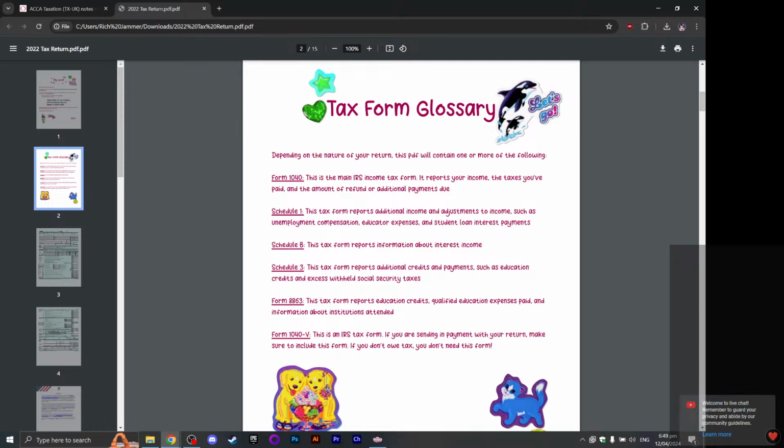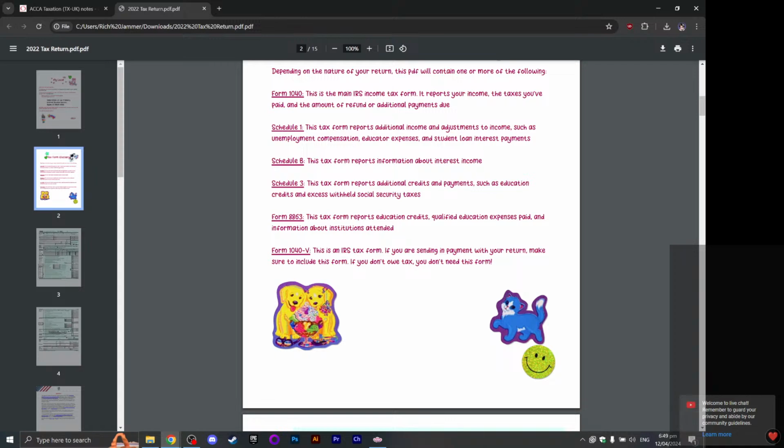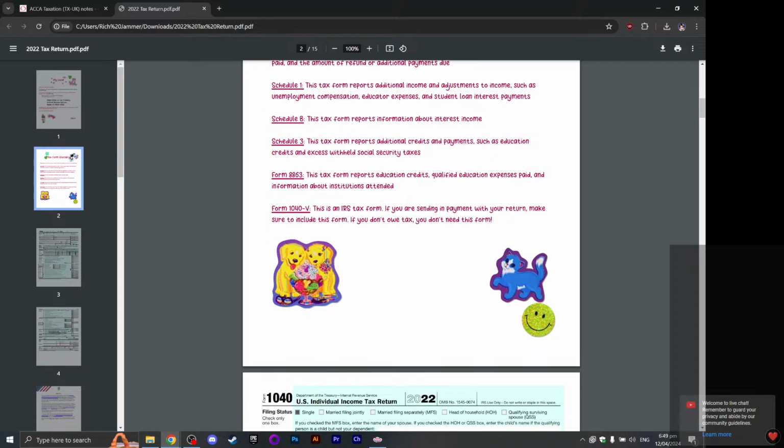This is the main IRS tax form. It reports your income, taxes you paid, and the amount of refund. Schedule 1. This tax form reports additional income and adjustments to income such as employment, blah blah blah. Tax form education. Tax form represent IRS tax form.